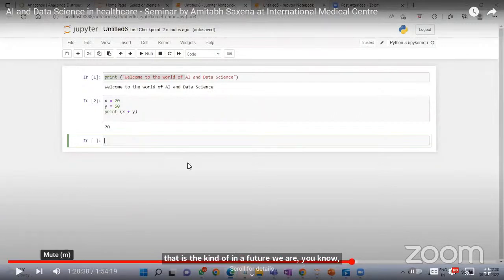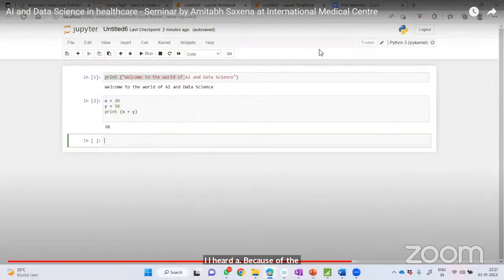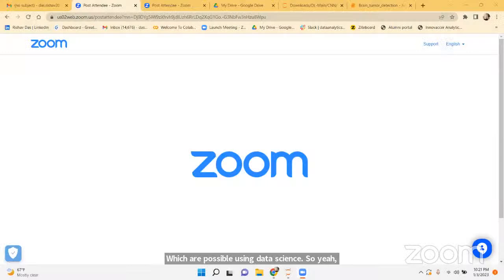I see my colleague, who, as I told you, is working on very advanced applications. He has joined, and hi Rishabh. So now, as I told you, 70% of people here are totally new to data science, and 30% have previously attended some workshop. So this is for the remaining 30%. In fact, not only 30, everyone can see that. What are the advanced applications which are possible using data science? So yeah, over to you, Pranav, Rishabh.